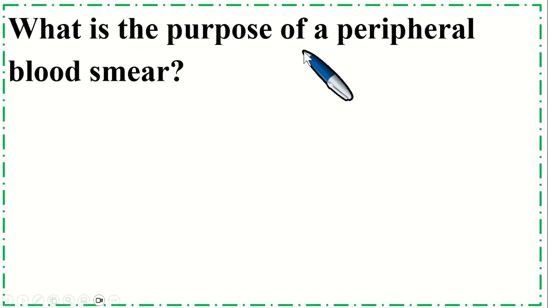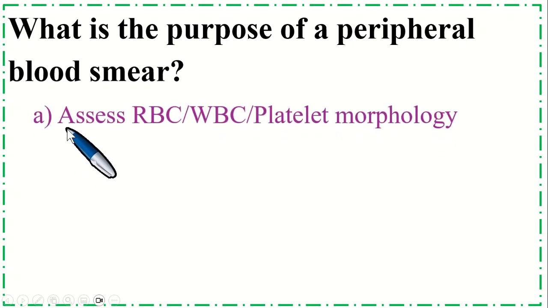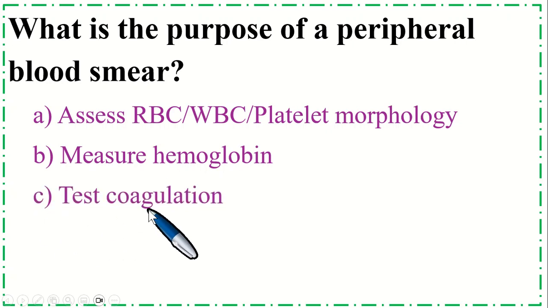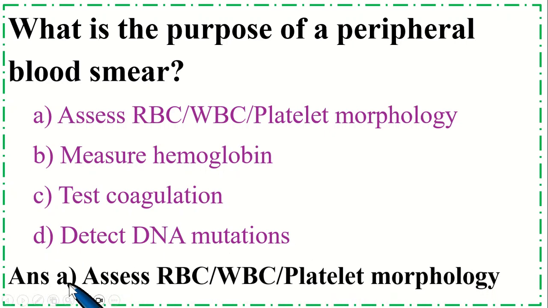What is the purpose of a peripheral blood smear? Option A, assess RBC, WBC and platelet morphology. Option B, measure hemoglobin. Option C, test coagulation. And option D, detect DNA mutation. So the correct option is A, assess RBC, WBC and platelet morphology.